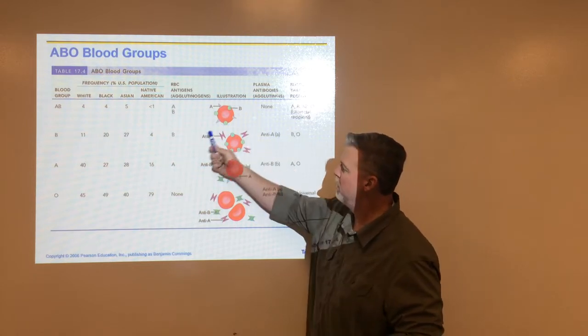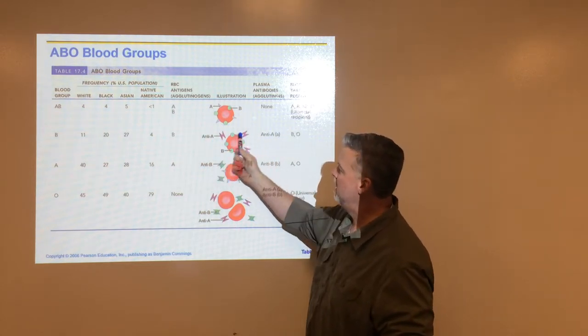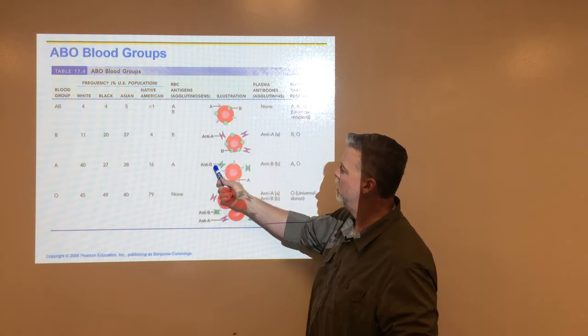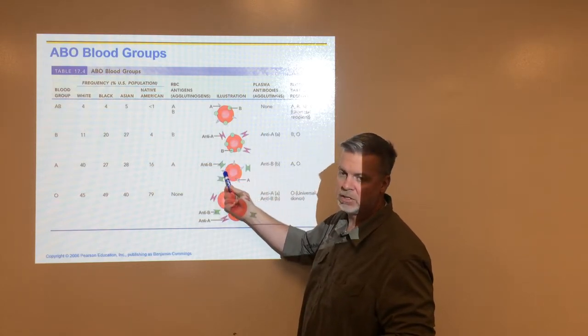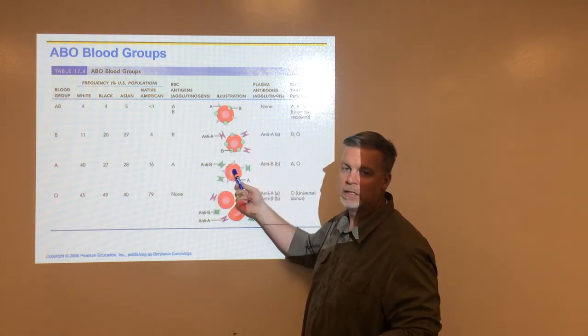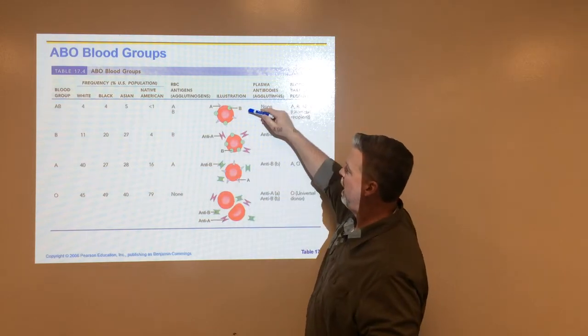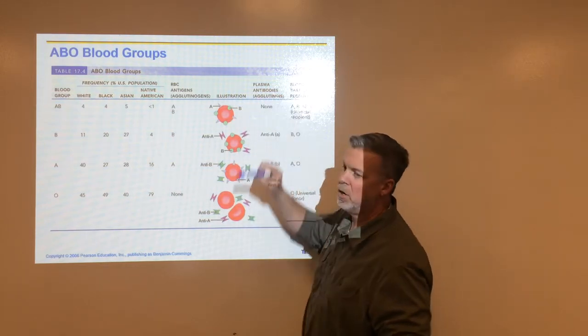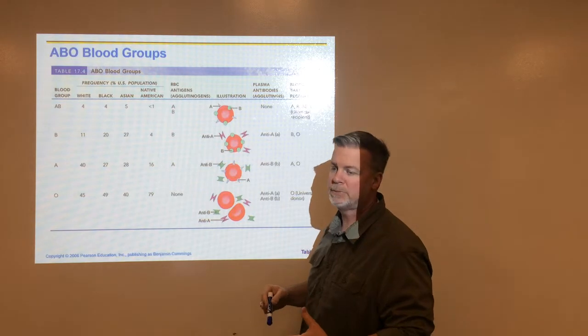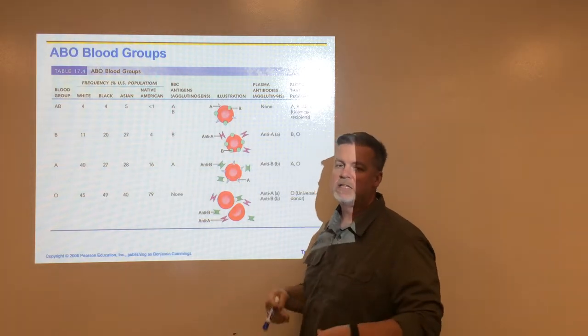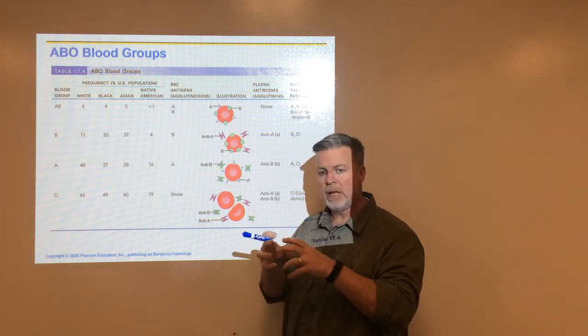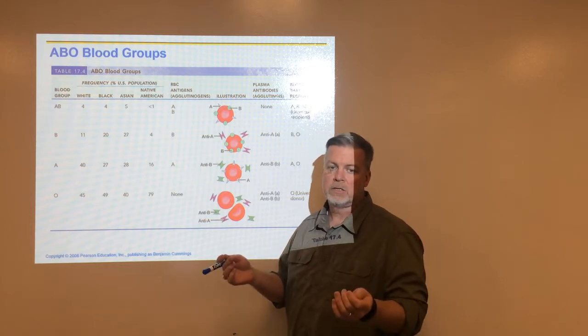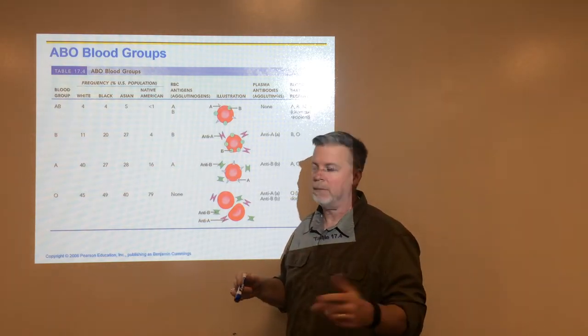So in other words, back up here with my B, if my B antibodies come into contact with a B antigen on the cell surface, it's going to attack it. So that's why my AB up here has neither. There are no antibodies in the blood plasma, otherwise it would attack itself. When I say attack it, it's either going to clump the blood up or it's going to rip the cells open, neither of which is a good thing.